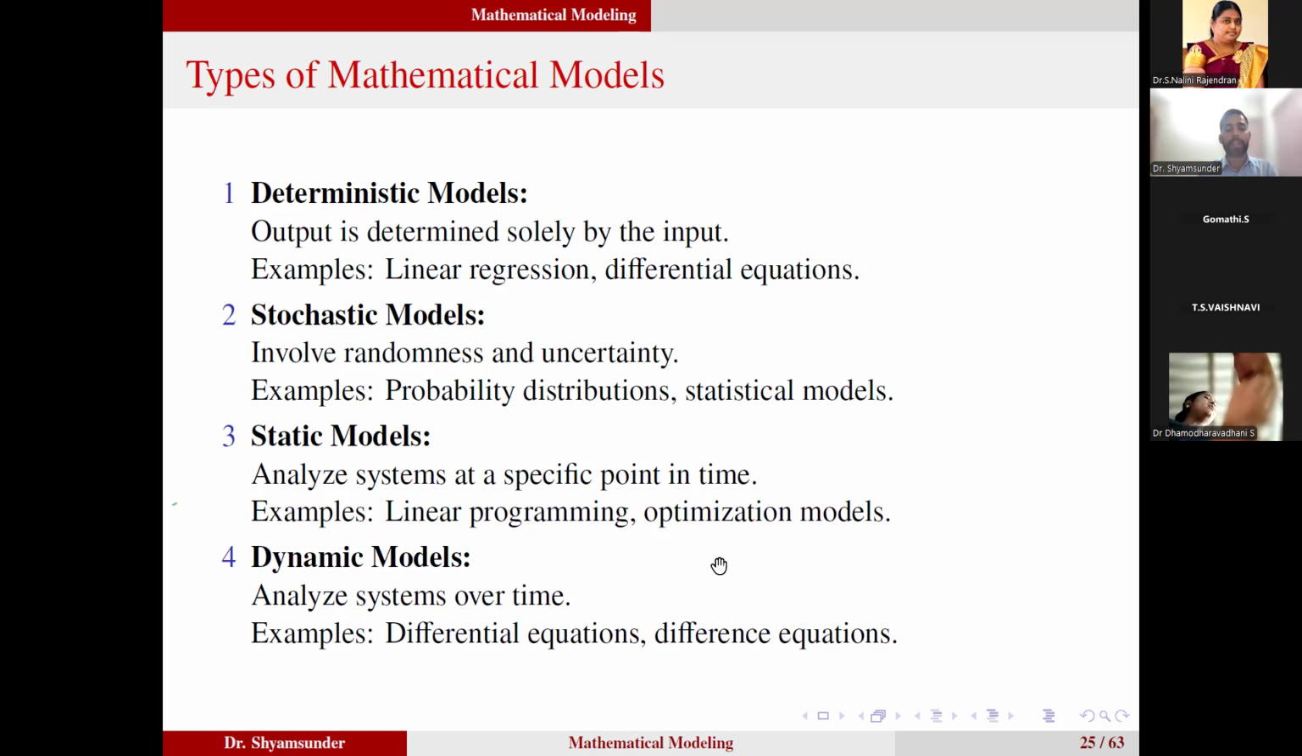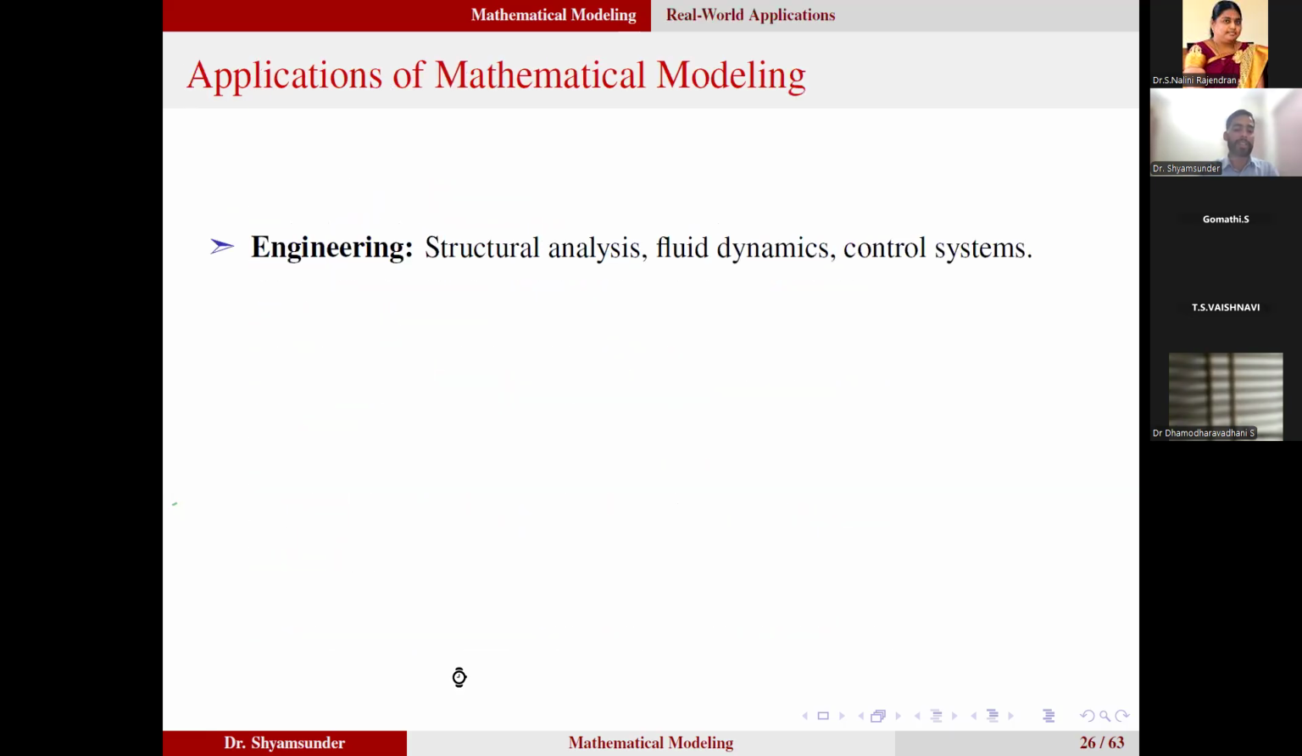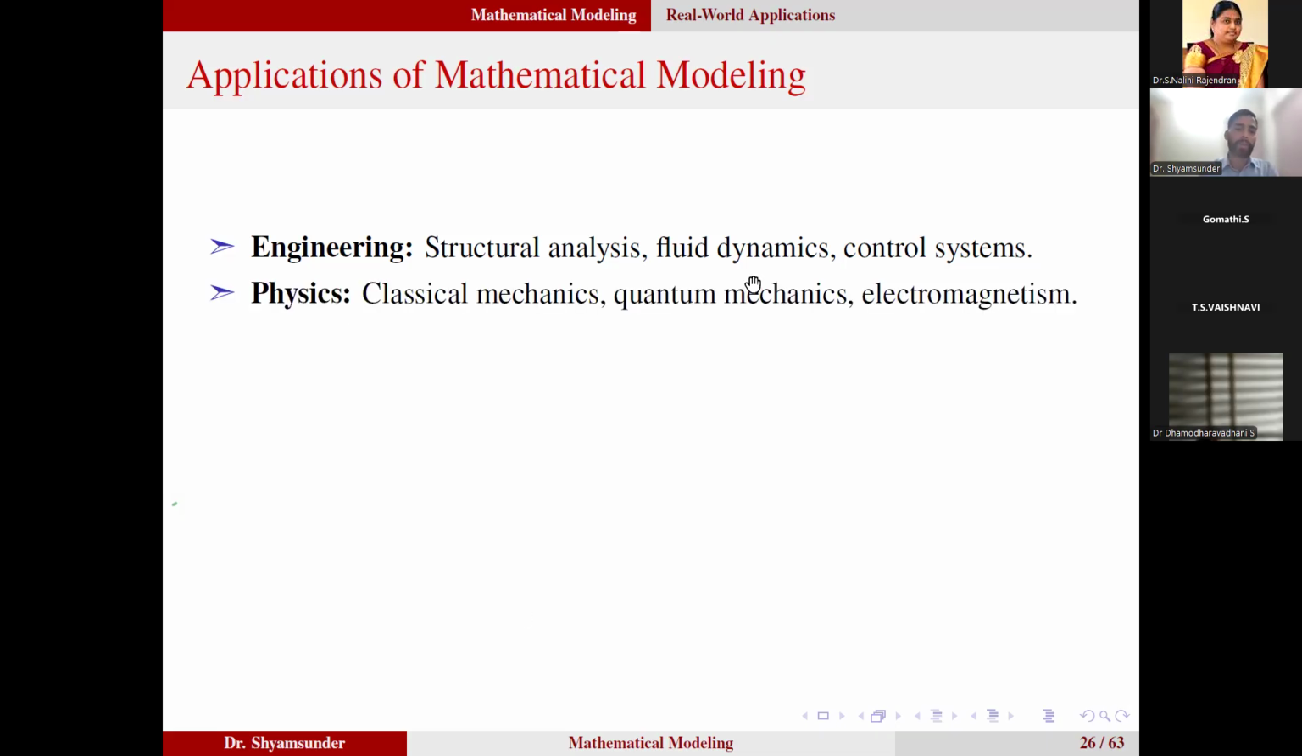The dynamic model analyzes the system over time. We use differential equations and difference equations, and then we can easily analyze dynamical models. Now, the applications of mathematical modeling in many areas. The first is engineering: structural analysis, fluid dynamics, control systems, and turbine systems. All these engineering applications use mathematical modeling.